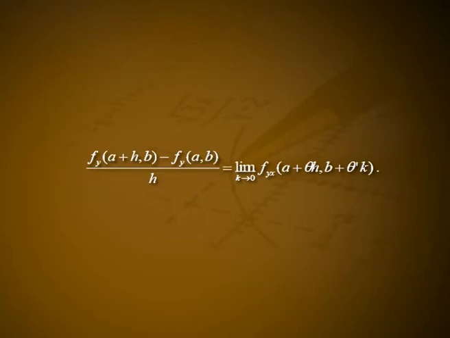Proceeding to limits when k tends to 0, since f_y and f_yx exist in a neighborhood of (a, b), we get [f_y(a+h, b) minus f_y(a, b)] divided by h is equal to the limit of f_yx(a + theta h, b + theta' k) as k tends to 0. Again, taking limits as h tends to 0, since f_yx is continuous at (a, b), we get f_xy at (a, b) is equal to the limit as h tends to 0, limit as k tends to 0, of f_yx(a + theta h, b + theta' k), which is equal to f_yx at (a, b).